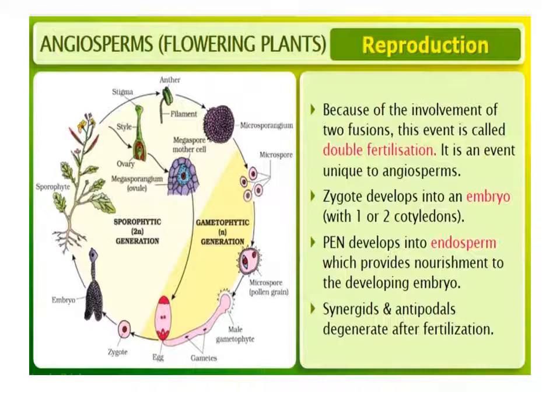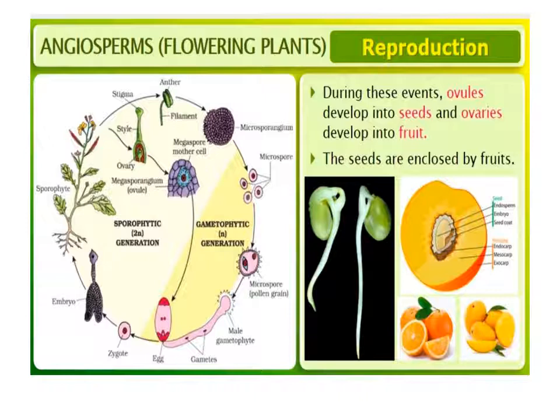The zygote develops into an embryo with 1 or 2 cotyledons. PEN, that is the primary endosperm nucleus, develops into endosperm which provides nourishment to the developing embryo. Synergid and antipodal cells degenerate after fertilization. During these events, the ovule develops into seeds and the ovary develops into fruits. The seeds are enclosed by fruits.